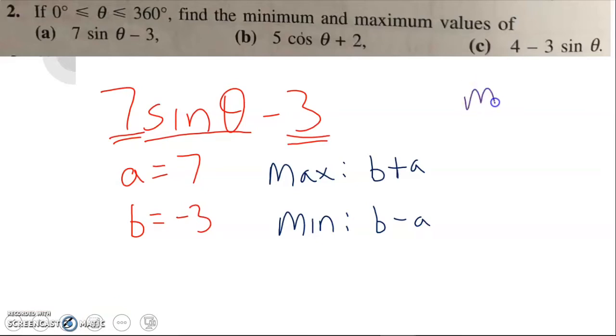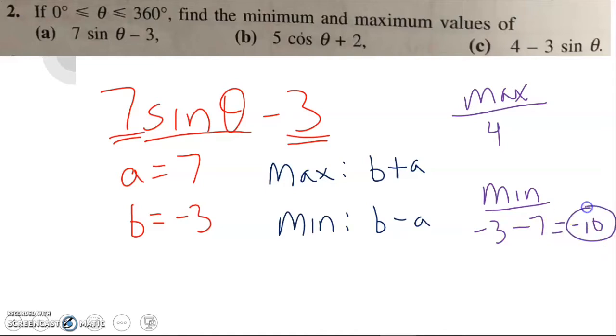Okay. So for max, we can go ahead and do that right here. For max, B plus A is negative 3 plus 7. That means your max would be 4. And for your min, that's B minus A. So again, negative 3 minus 7. That will end up being negative 10. Okay, so you have 4 and negative 10 as your min and max for number 2. Okay, again, you're going to do B and C the same way.